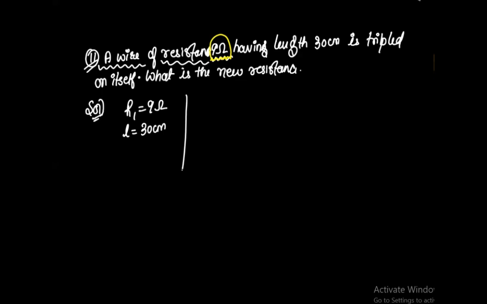Now, when we triple a wire on itself, you can check the video. This is the wire. But the problem with this wire is it is insulated.